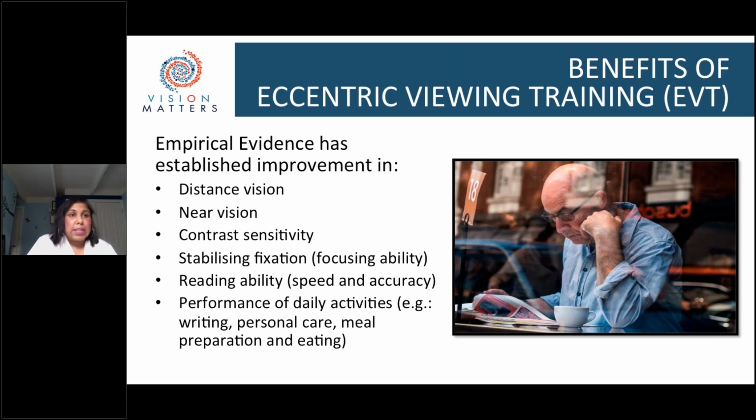There is consensus in the literature that eccentric viewing training clinically improves distance and near vision, contrast sensitivity, and fixation stability. Functionally, studies have shown an improvement in reading ability, both in the speed and accuracy of reading, and in performance of daily living tasks, such as writing, personal care, meal preparation, and eating as well.